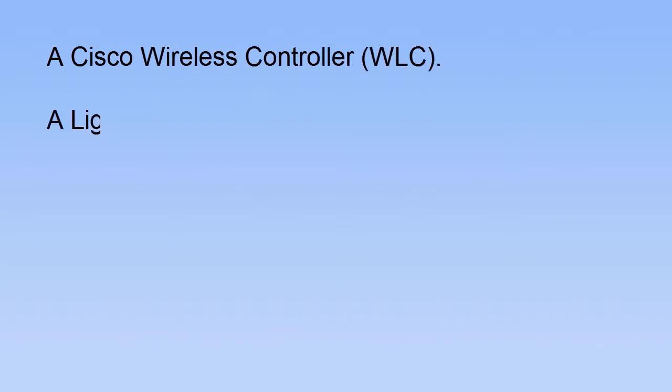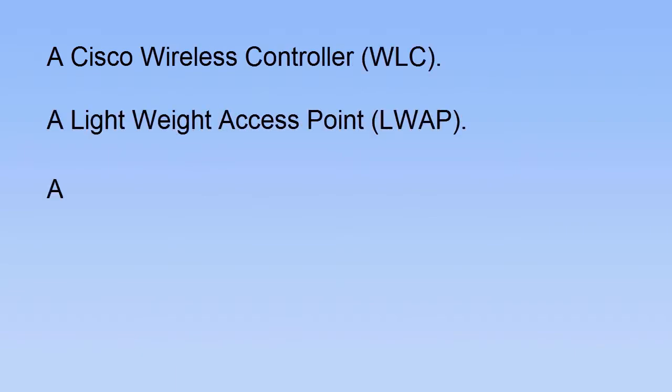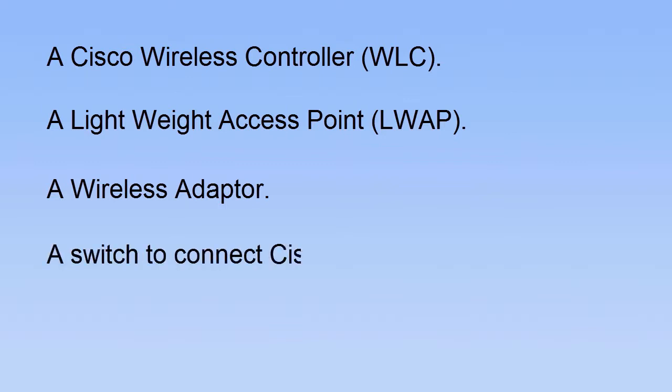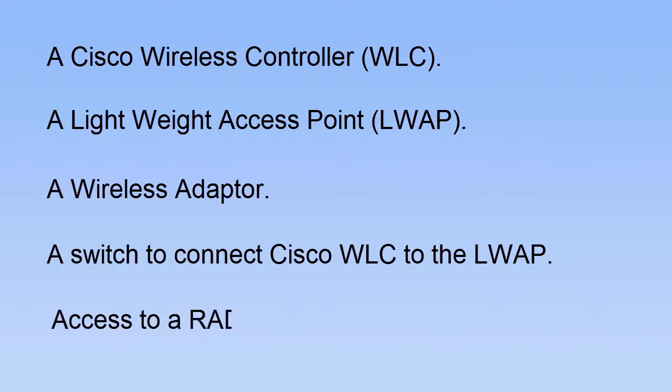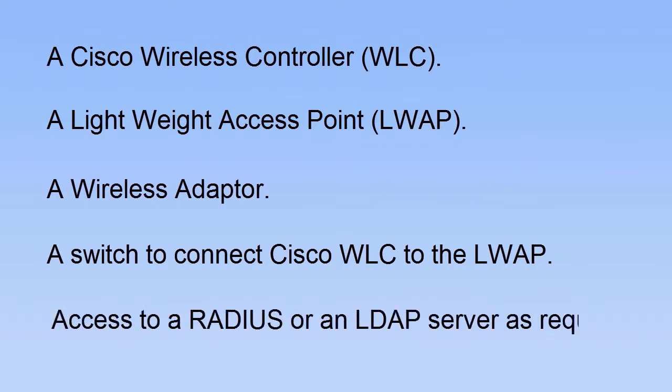To configure internal web authentication, the following components are required: a Cisco Wireless Controller, a lightweight access point, a wireless adapter, a switch to connect the Cisco Wireless Controller to the lightweight access point, and access to a radius or an LDAP server as required.